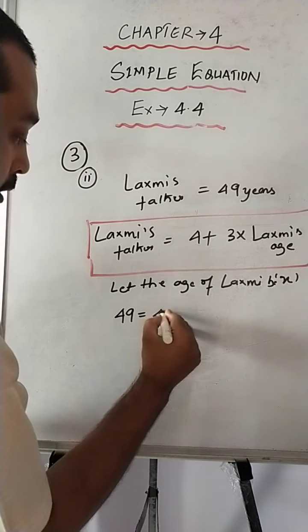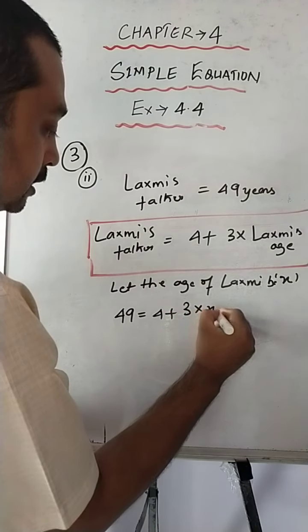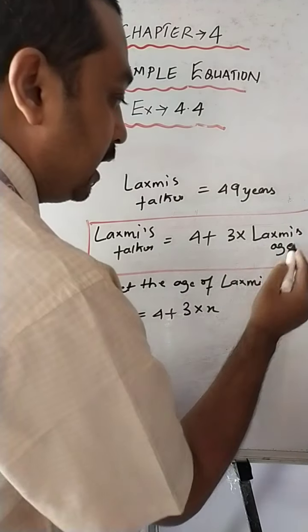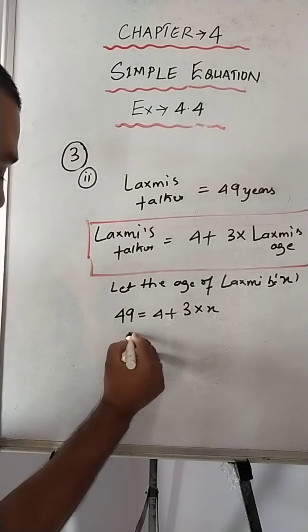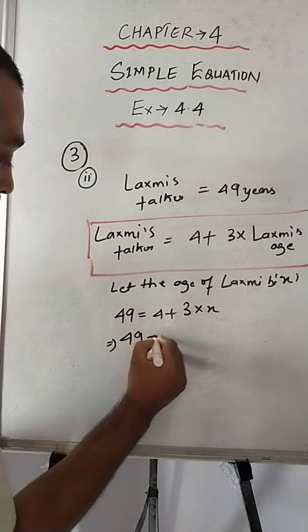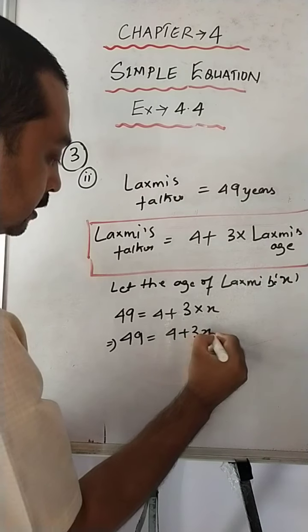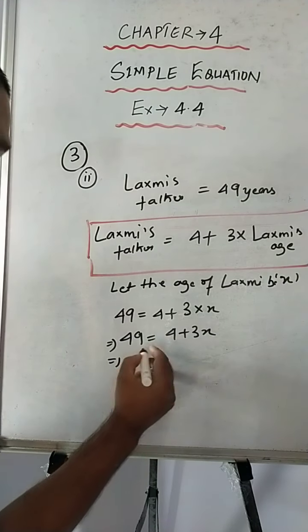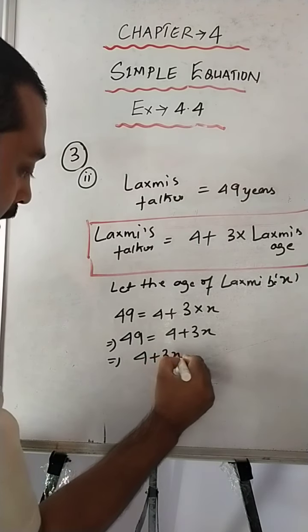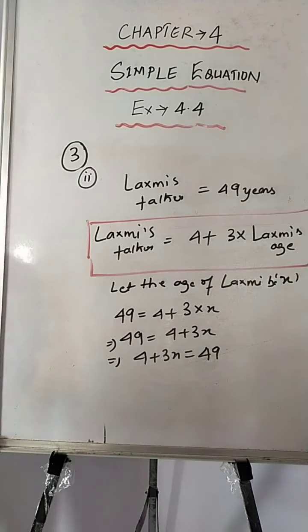Okay, 4 plus 3 into x, isn't it? Because we have assumed Lakshmi's age as x. Now, 49 is equal to 4 plus 3x, isn't it? So how to write this equation? 4 plus 3x is equal to 49. We can write it in this form also.